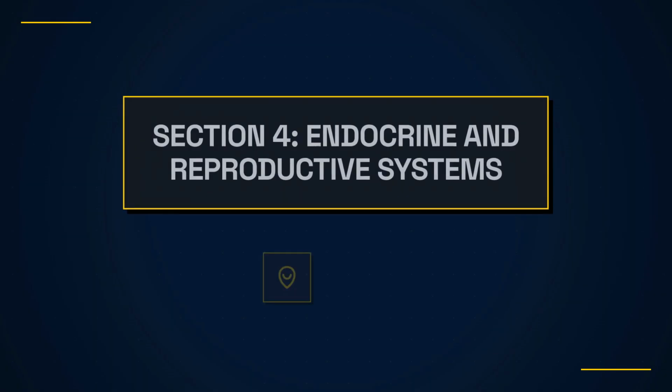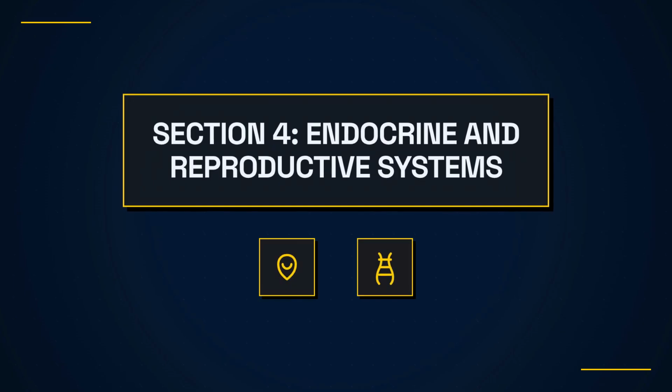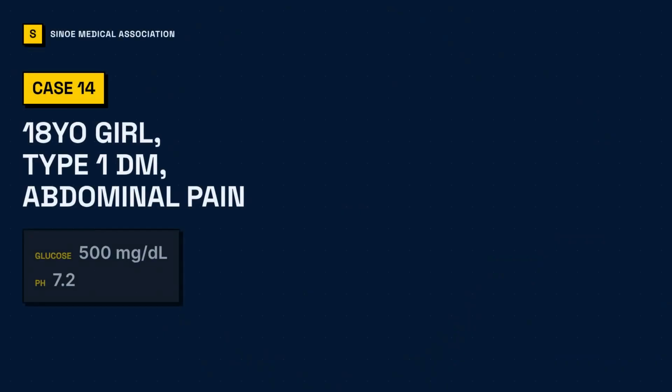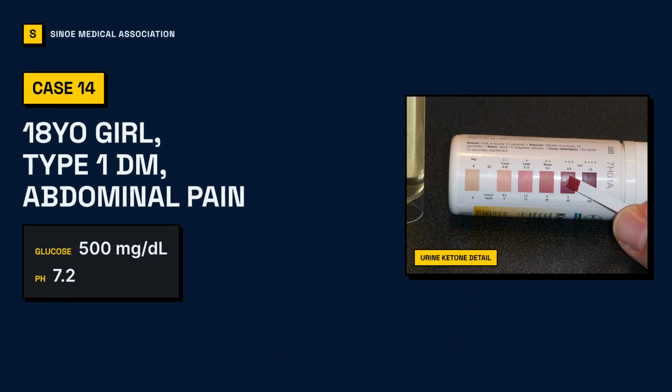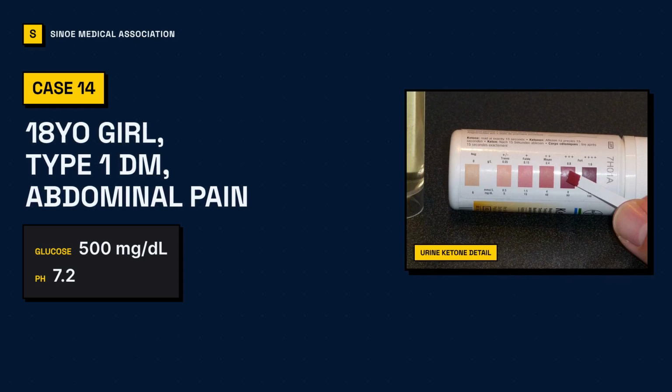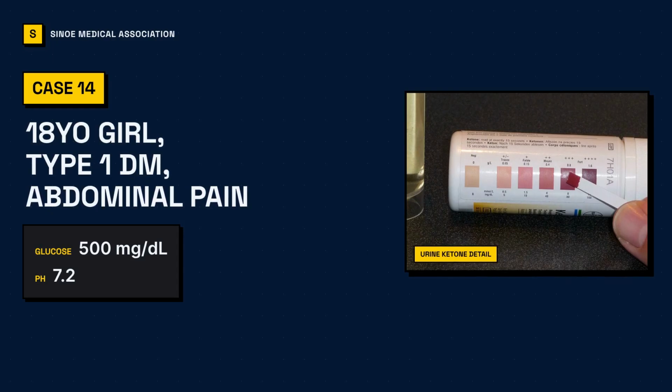Section 4. Endocrine and reproductive systems. 5 cases to master hormone regulation and pregnancy. Case 14. An 18-year-old girl with type 1 diabetes is brought to the ER with nausea, vomiting, and abdominal pain. Her blood glucose is 500, and her arterial blood gas reveals a pH of 7.2. What is the most appropriate initial management step?